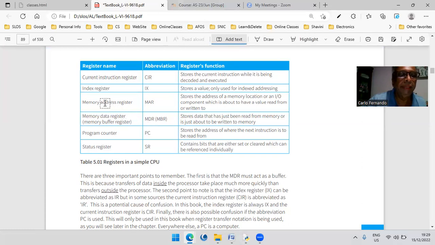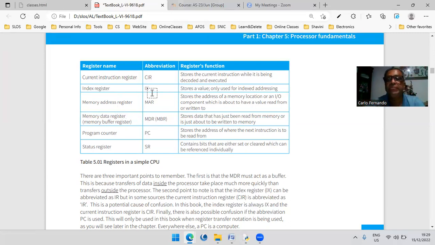Then index register IX, was not mentioned earlier. CIR was mentioned, but IX was not mentioned. Stores a value only used for indexed addressing. Learn later. No hurry, but it's called indexed addressing. IX, how do you remember? First letter of index is I, last letter of index is X. First and the last.